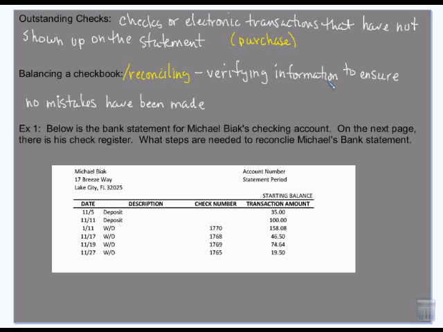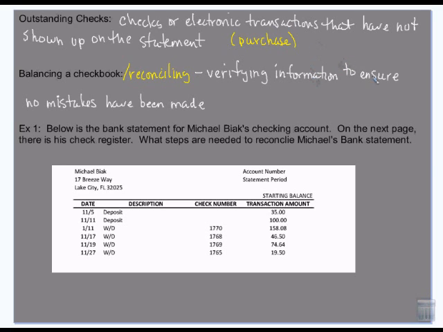It can happen. So you do want to balance your statement, not only to know if you made a mistake, but also to catch if the bank made a mistake. And that way you have an accurate accounting of what's actually in your account. You don't want to think you have more money than you do and then you go spend it, except you don't actually have it there.